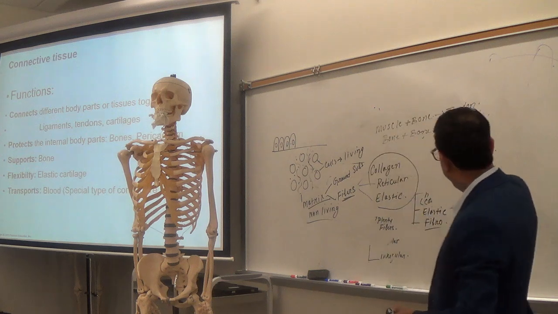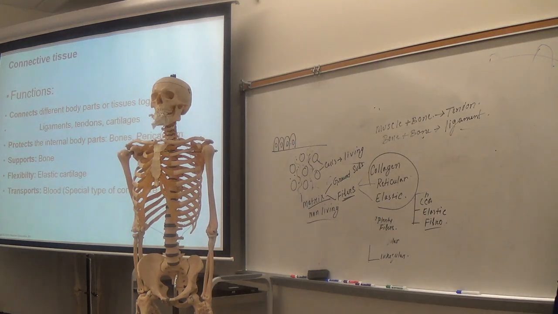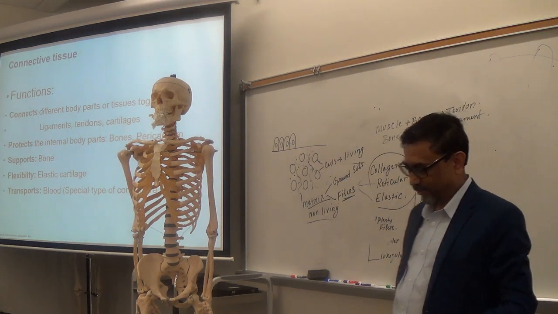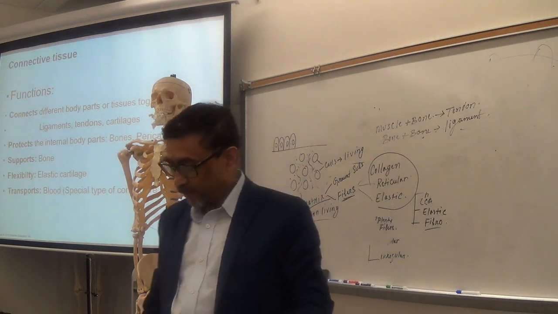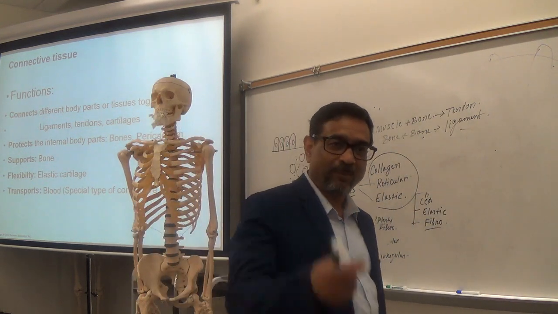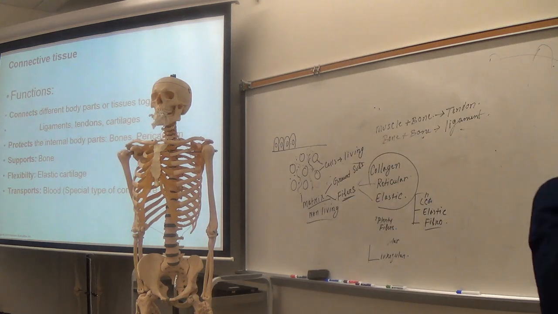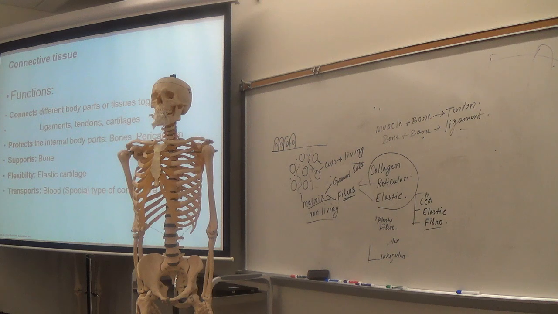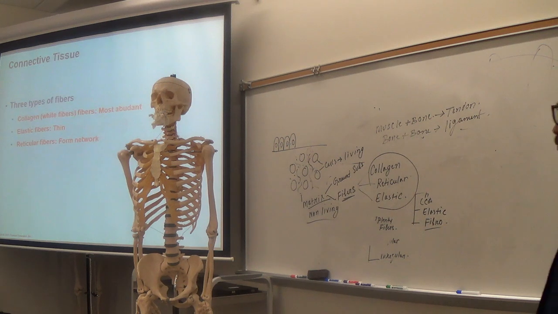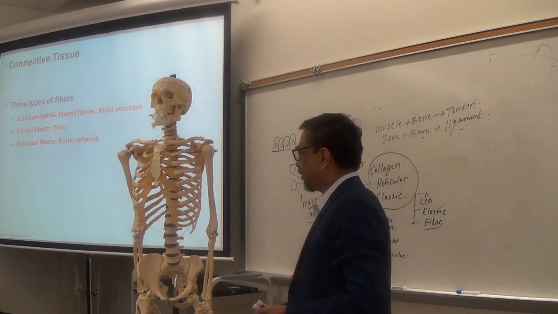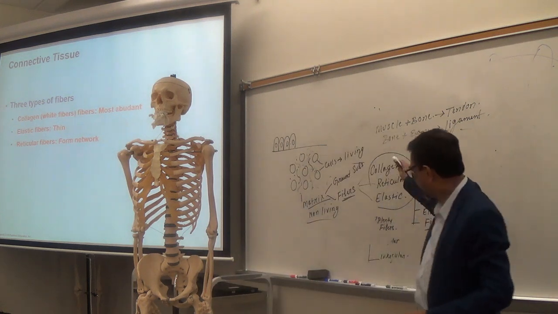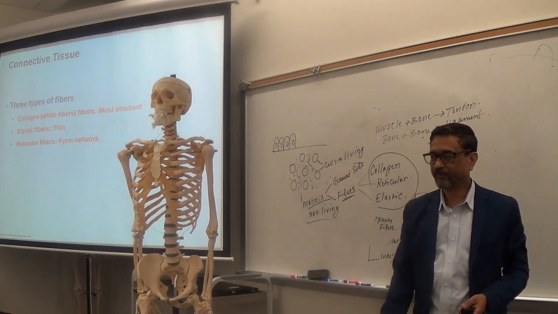Transport. We know that the fluids, blood and lymph, belong to connective tissue, right? So blood transports the chemicals. So another important function of connective tissue is transportation. Three types of fibers I have already mentioned here: collagen, reticular, elastic.